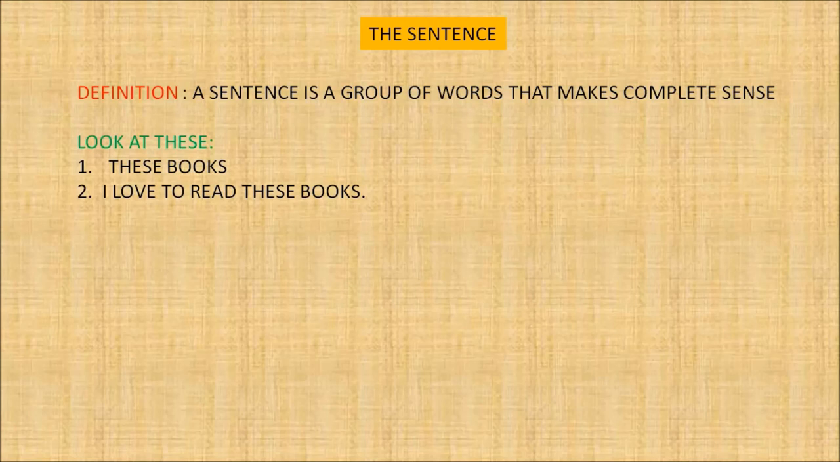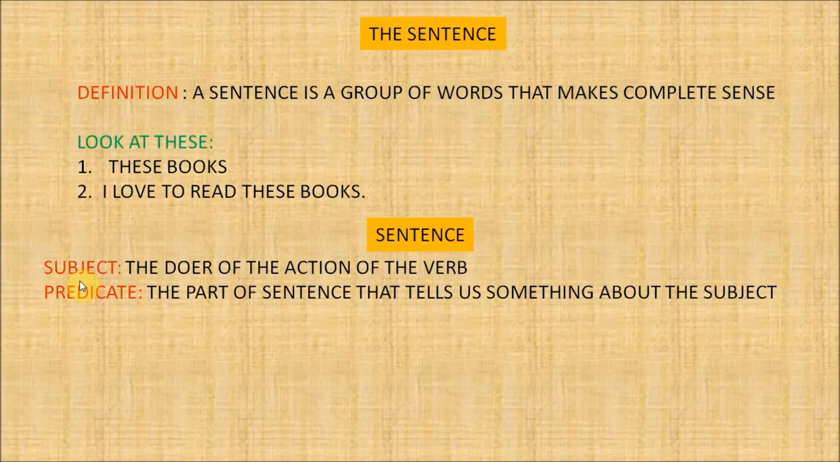So, a sentence is made up of two parts, namely subject and predicate. What is subject? The doer of the action of the verb is called subject. And what is predicate? It is the part of the sentence that tells us something about the subject. So, subject is the doer and predicate tells us something about the subject.